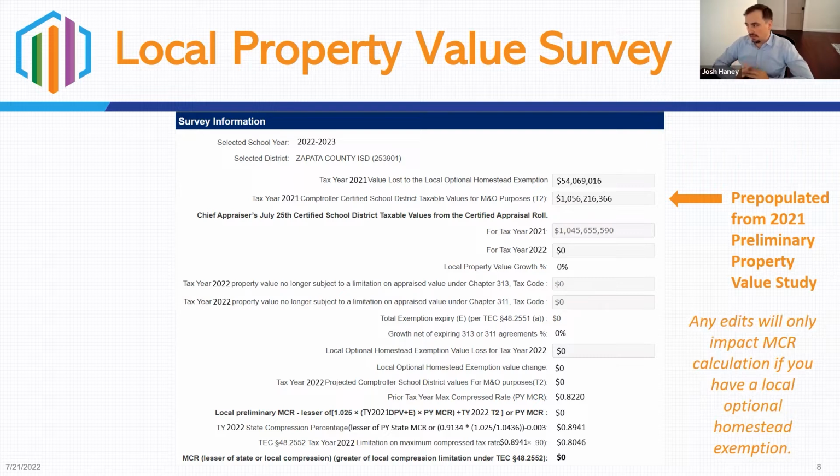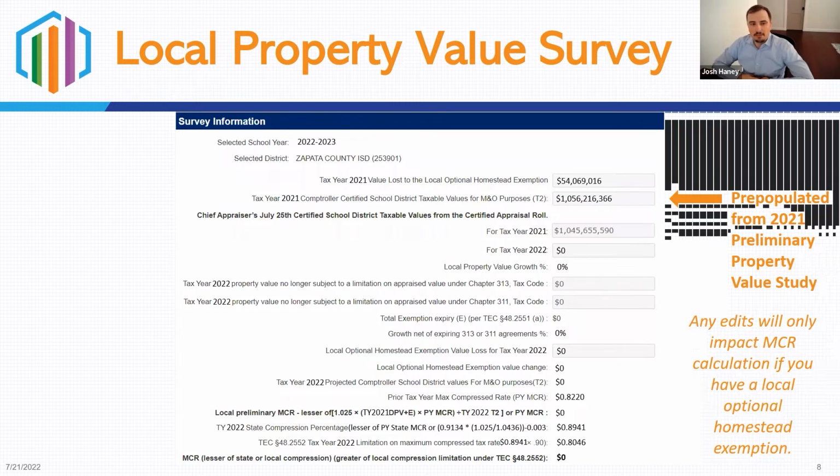And one thing here real quick. Even if you do have a protest, it's not going to impact anything on your MCR calculation unless you have a local optional homestead exemption, because the way this calculation works is it's just a percentage applied to your prior year value. Again, it's only going to change that MCR if you have a local optional homestead exemption. In this case, Zapata does, and so if they did have a protest, they would want to update this.